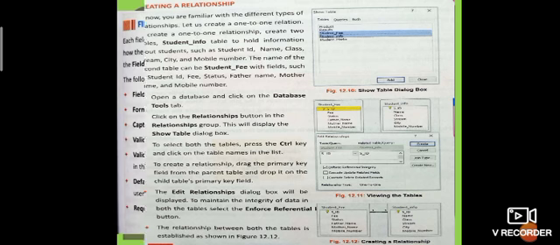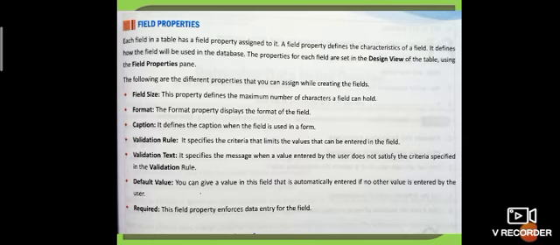Now students, the last topic we have is field properties. Each field in a table has a field property assigned to it. A field property defines the characteristics of a field. It defines how the field will be used in the database. The properties for each field are set in the design view of the table using the field properties pane. The following are the different properties that we can assign while creating the field.